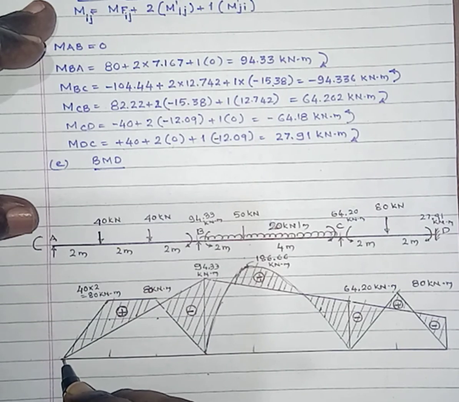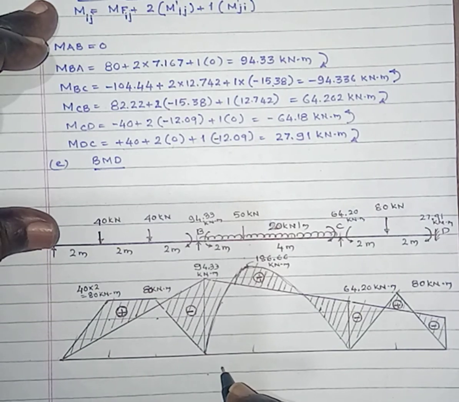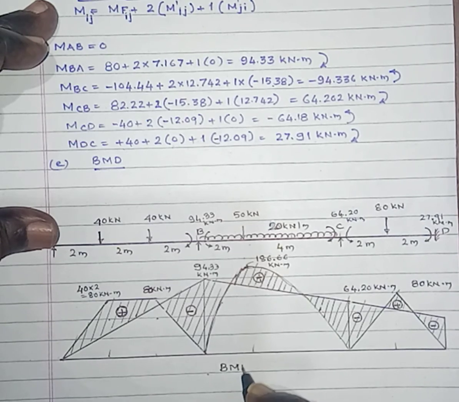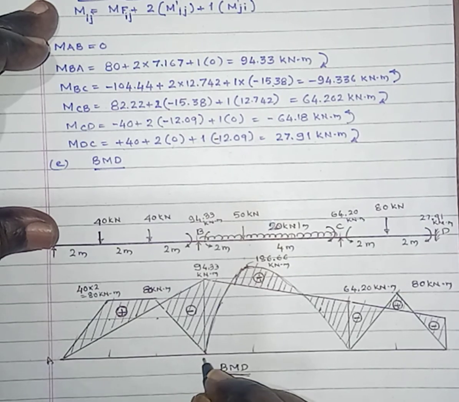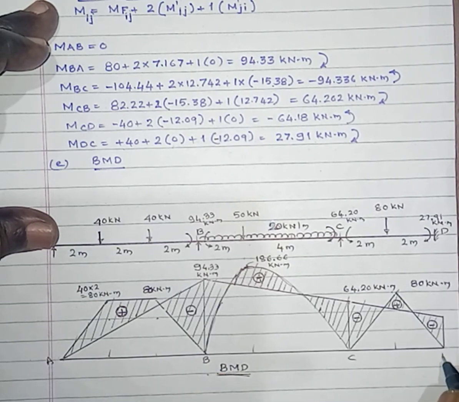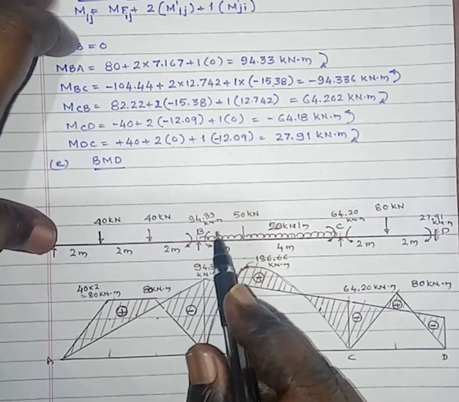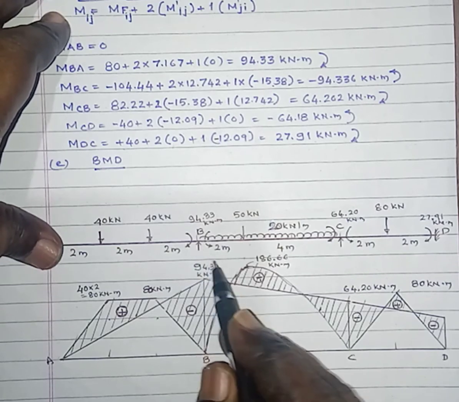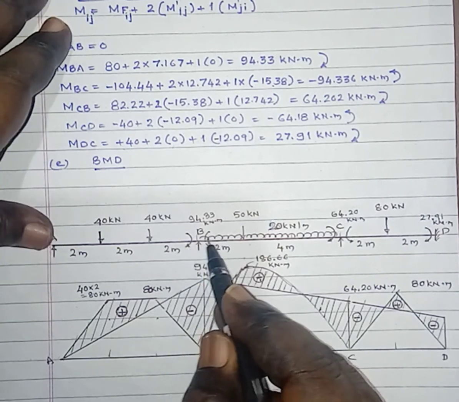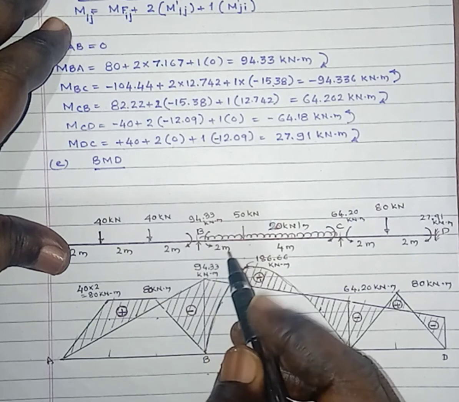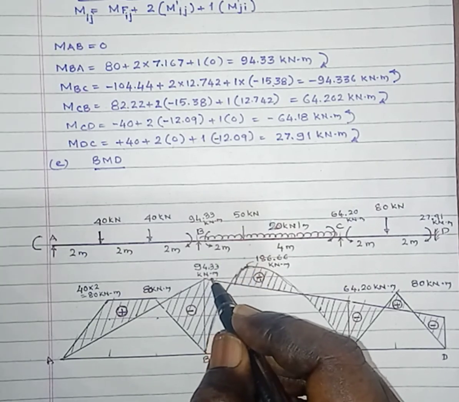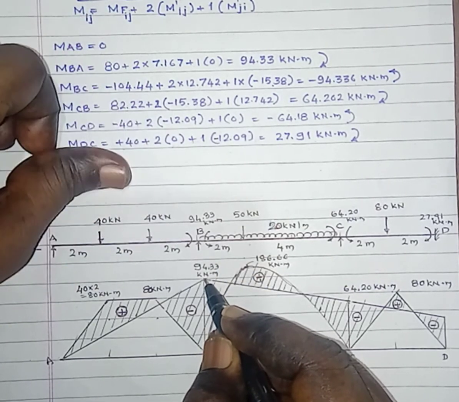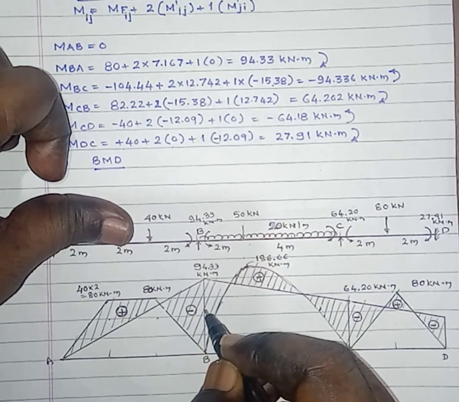Then here the ordinate. First we have to draw the reference line or the baseline or the datum line. Here this one is the datum line, this end is A, this is B, this is C, this is D, and then here at B, 94.33 is the ordinate of the bending moment. By observing the bending moment ordinates, both are hogging bending moments, hence we can draw an ordinate above the reference line, that is 94.33. This one is hogging.